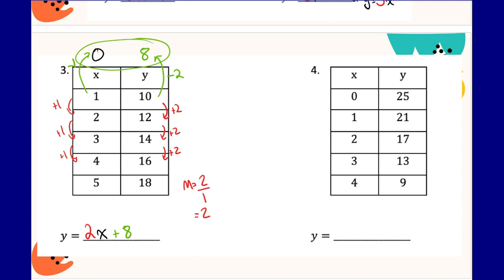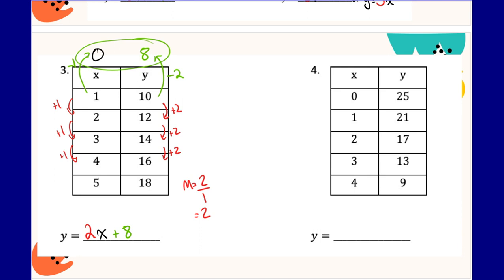So you may not see the constant, the b value, the y-intercept when x equals 0, but if it's a nice pattern and you have x values that are close to 0, you can always just work backwards, reverse your pattern to get back to 0.